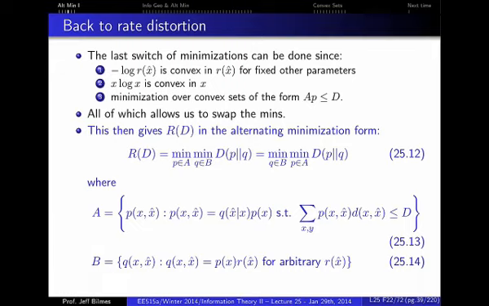We can write it either as this form or as this form, right? Where A and B are sets. So what is the set A? A is basically all joint distributions P of x hat such that P of x hat can be written as this factorized form, Q of x hat given x times P of x.